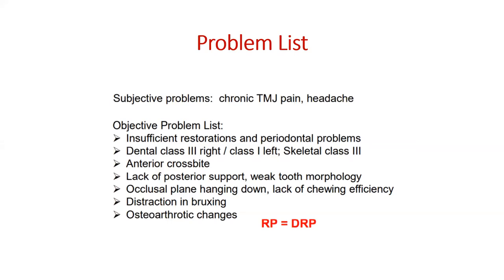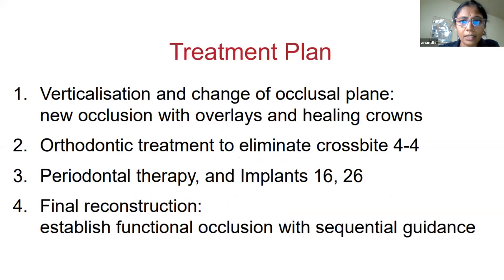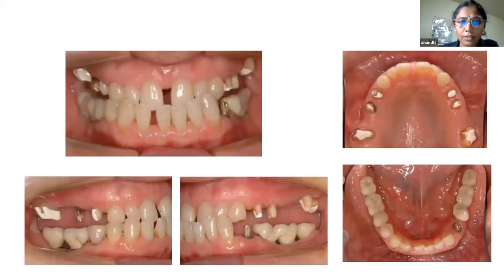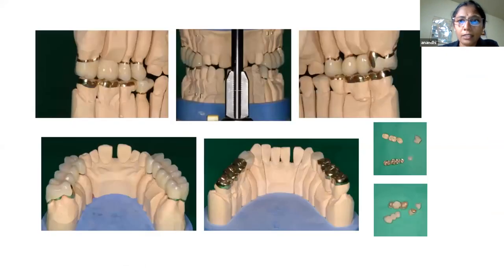For this particular patient, did they trial run the treatment? Yes, that's what they did. If you saw him, there was verticalization. They did new overlays and crowns on him. This is what was done at first, and then they did the ortho. The ortho run was about 16 months.